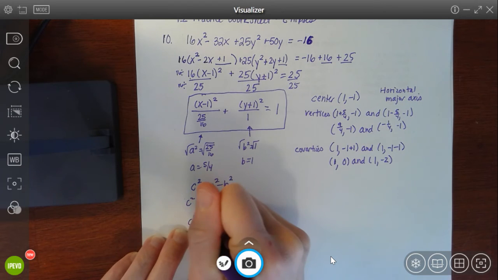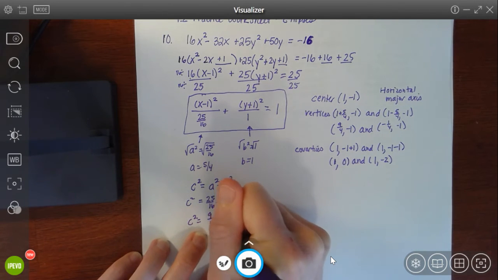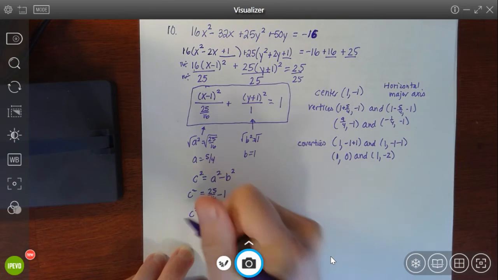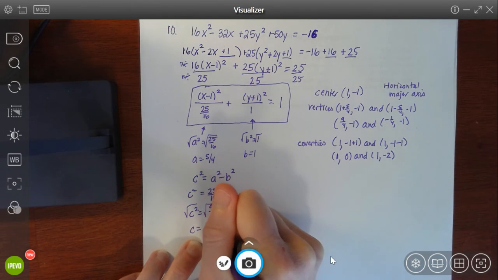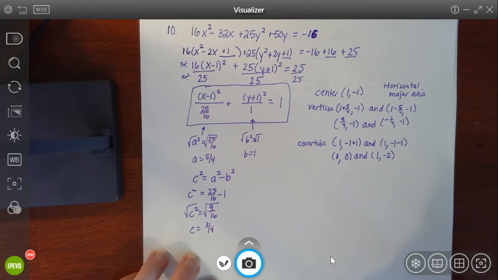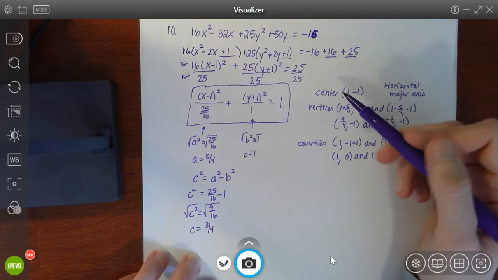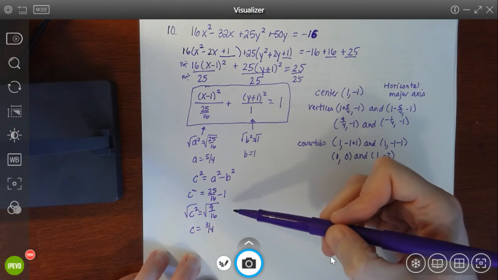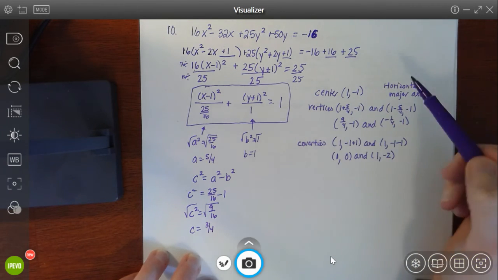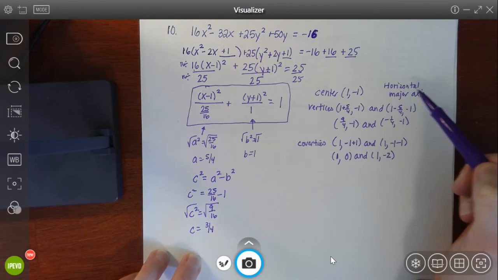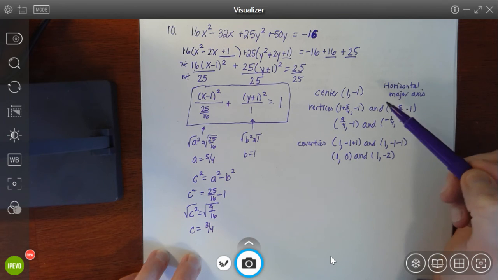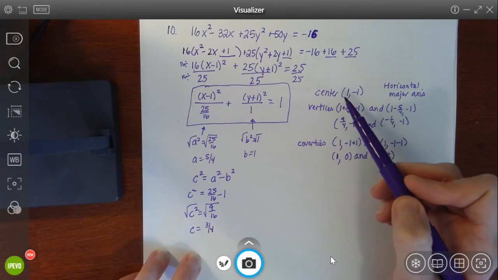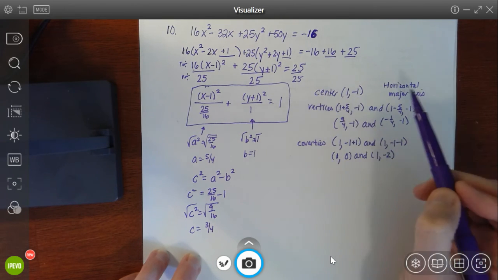If I work that out, c squared is going to be 9/16. And then when I take the square root of that, c is going to be 3/4. So my foci are 3/4 units away from my center. All right. Now remember, our foci line up along our axis. So again, this had a horizontal major axis, which means that my center, my vertices, and my foci are all going to transform with the x. We're going to move left and right to get those pieces.